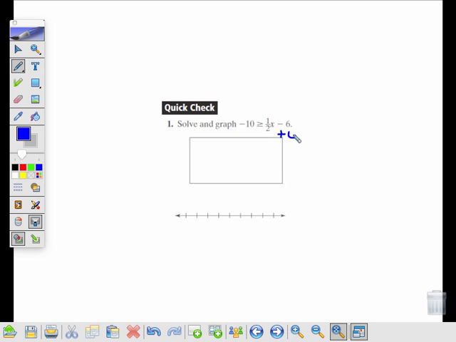All right, so the first thing we would do here is add 6 to both sides. So I have negative 10 plus 6, which is negative 4, greater than or equal to 1/2 x. So now in order to get rid of my fraction in front of my variable, I multiply by the reciprocal. And I have negative 8 is greater than or equal to x. Or if you want to, you can flip the whole thing around to put your variable first.